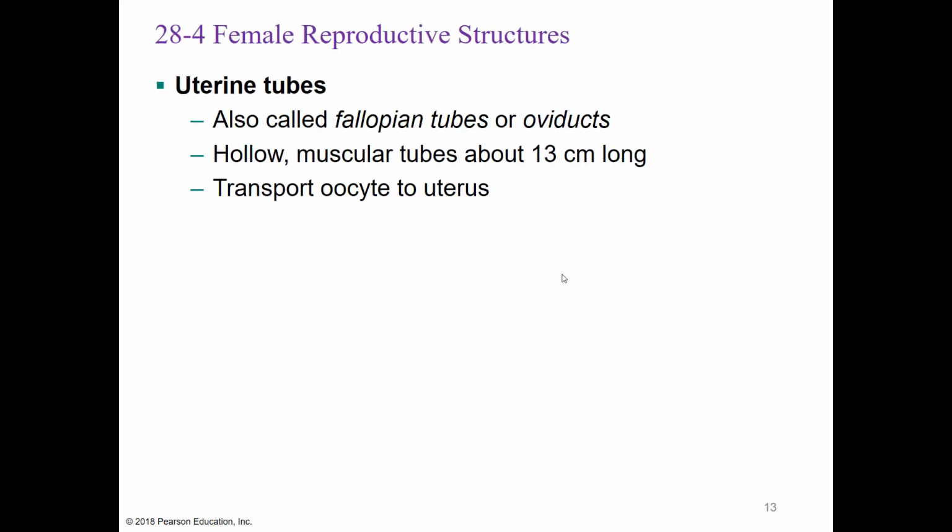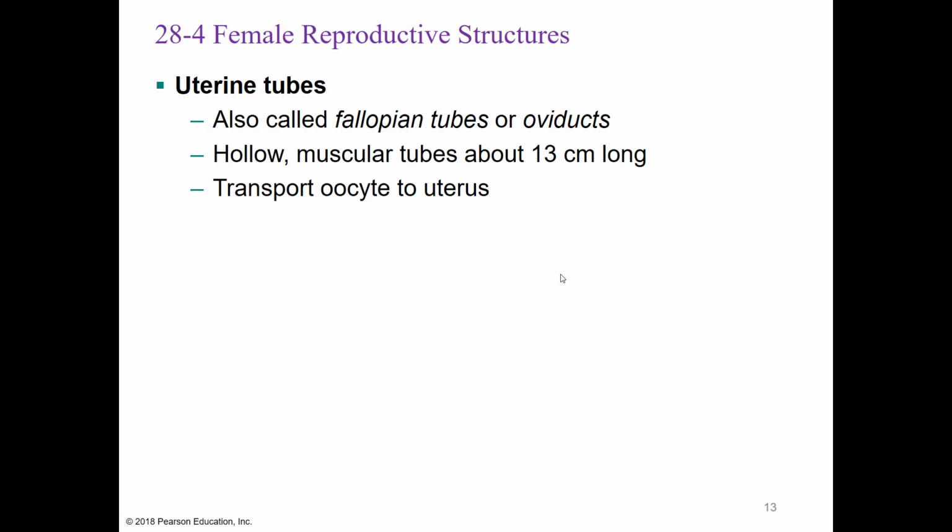The uterine tubes are also called fallopian tubes or oviducts. They are hollow, muscular tubes and are only about 13 centimeters long. Their primary function is to transport the oocyte to the uterus, and this is going to happen when the oocyte has been ovulated. So once it actually emerges from the ovary, it needs to travel down the fallopian tube towards the uterus, where it may or may not become fertilized.